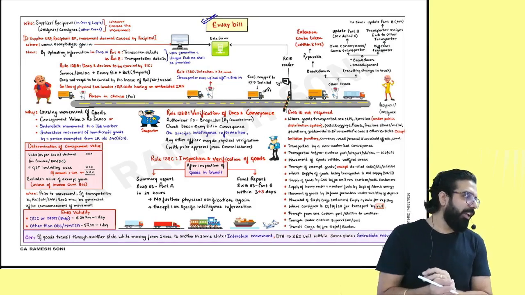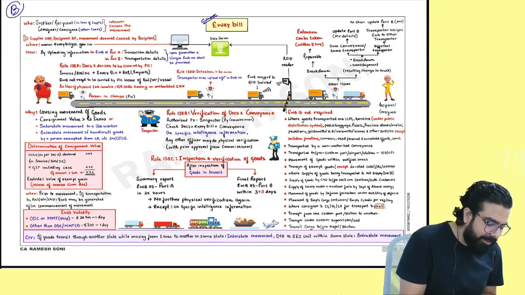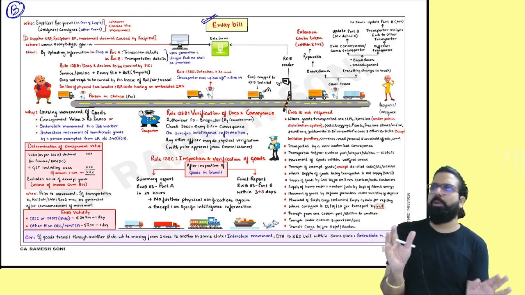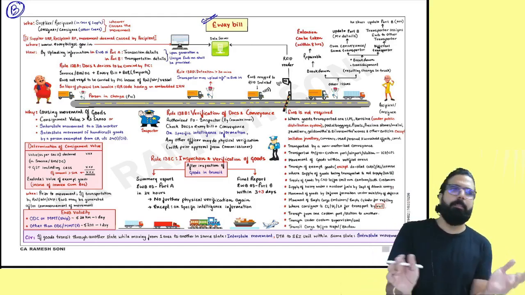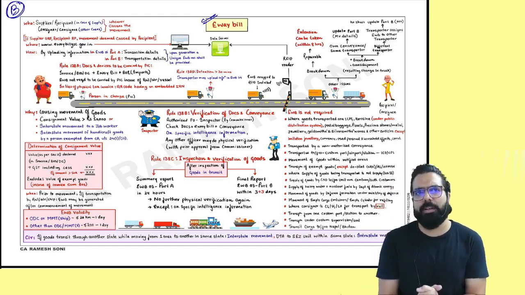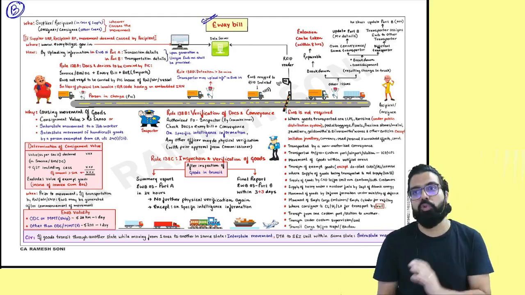Sir, what is your thought about e-way bill? I believe it's a B graded chapter. In either attempt, you may see one question. Might be you can see, might be you not see. 50% chances are there, but a very good chapter. You must do it and go.